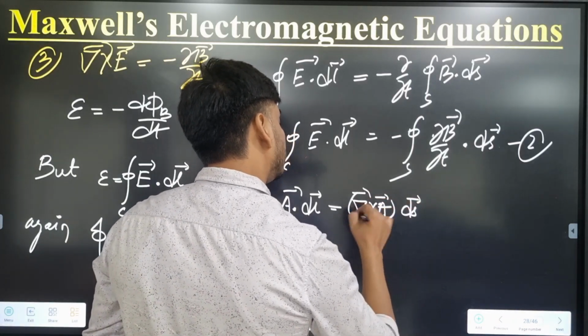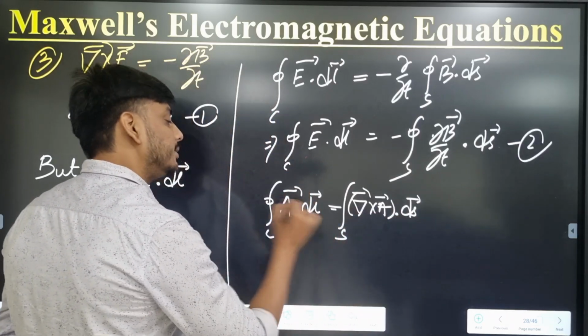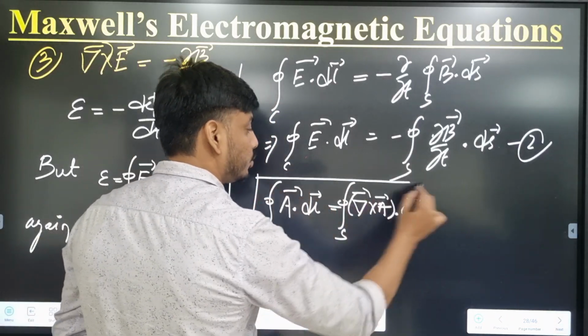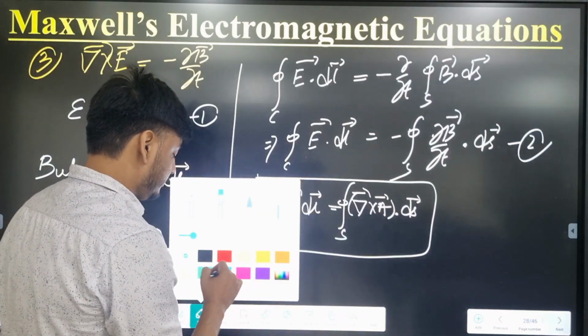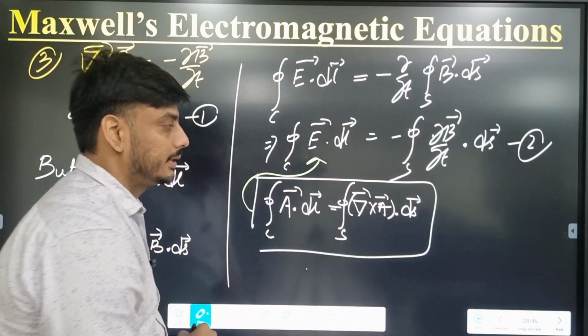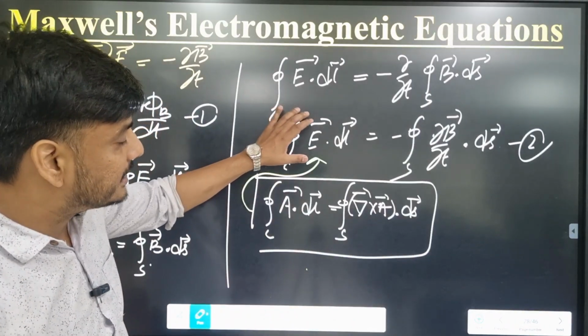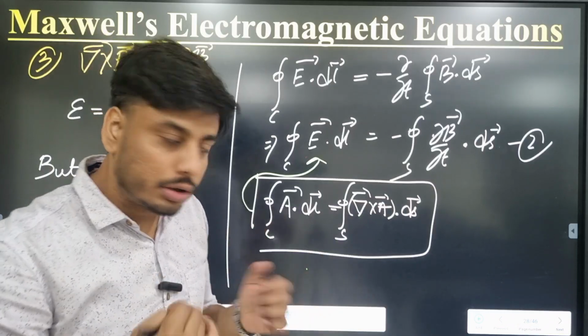Stokes theorem states that the integral of A dot dl over C equals the integral over S of del cross A dot dS. You remember this one or not? This is Stokes theorem. Now we have to use it on the LHS. If we convert the LHS from a line integral to a surface integral, then we can equate both sides.